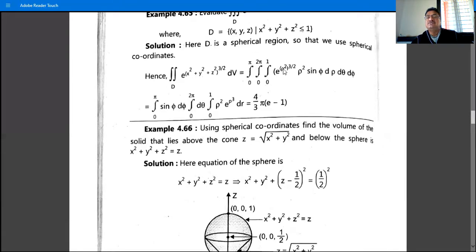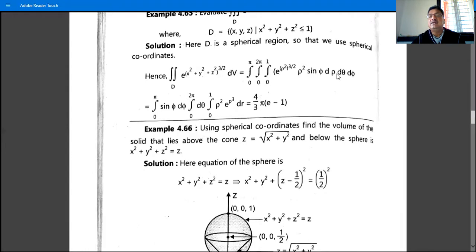So e raised to r square raised to 3 by 2, rho square raised to 3 by 2 is rho cube, so it gets cancelled: rho cube, e raised to rho cube, and this is rho square sin phi d rho. Then first find the integration with respect to rho or r. r runs from 0 to 1. So the integration of r square is r cube by 3, or rho cube by 3. Then upper limit minus lower limit, that is 1 by 3 minus 0, so we have 1 by 3.